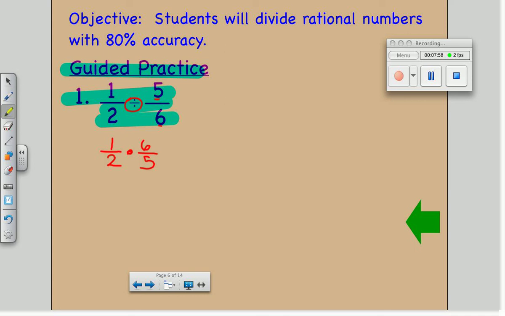2 and 6 are both multiples of 2. That means I can divide them both by 2. 2 divided by 2 is 1. 6 divided by 2 is 3. And multiply straight across. 1 times 3 is 3. 1 times 5 is 5. 3/5 is the answer.